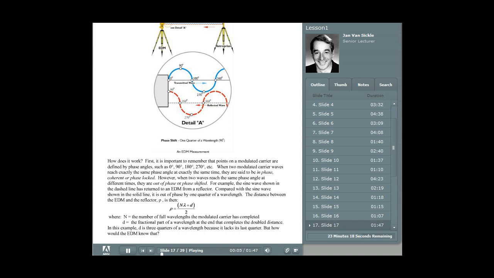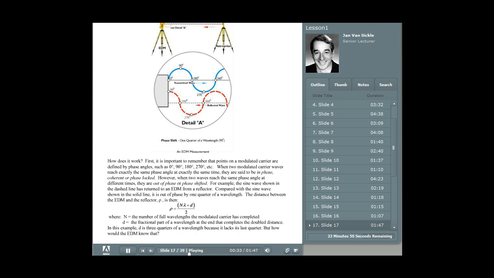This graphic on the slide shows again the EDM sending out the transmitted wave in blue with the phase angles indicated as before. And then the signal goes off to the retroprism and returns. When it returns, here in the dashed red line, we see the phase angles. But notice that the return signal does not come back exactly in phase with the transmitted wave.